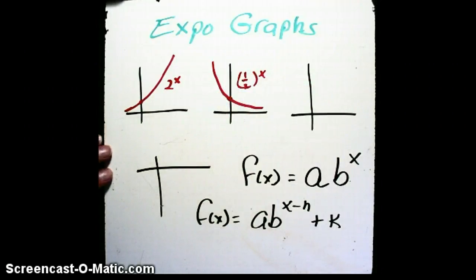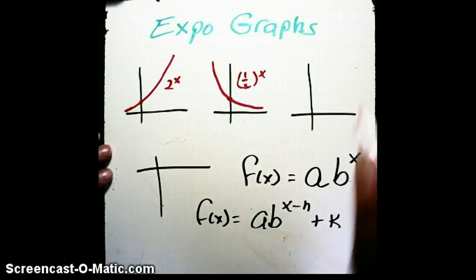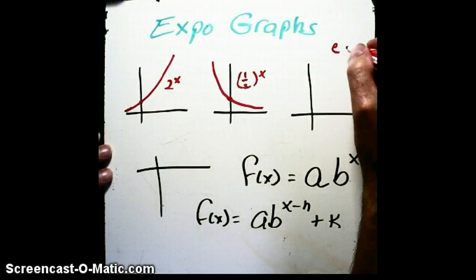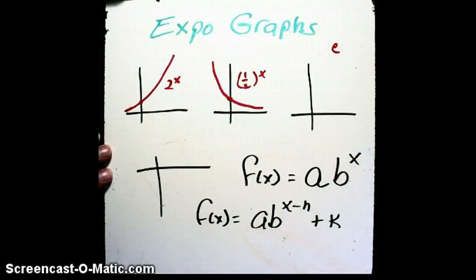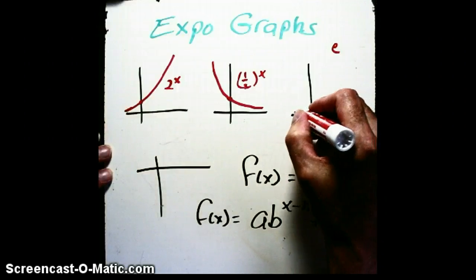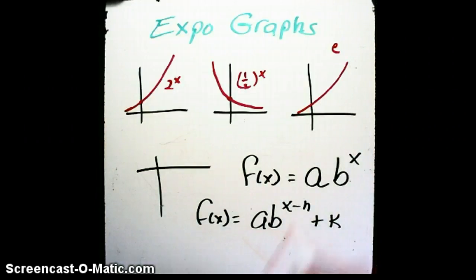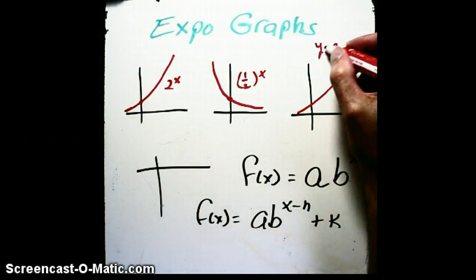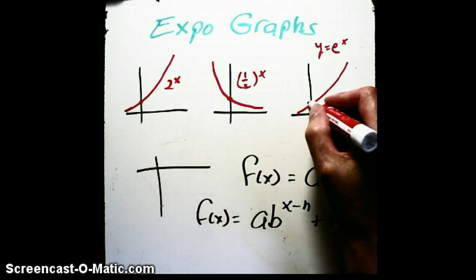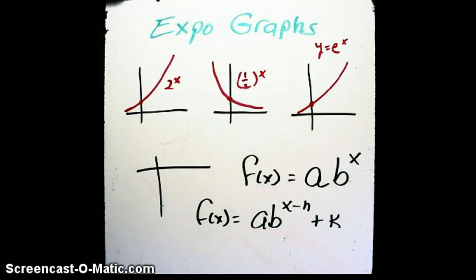As a matter of fact, we could do e to the x. Okay, we'll talk about e in a little bit. E is a number about 3. And e to the x, since it's greater than 1, is going to go like that. So this is the graph of y equals e to the x. Again, this is just a general, short, quick review.